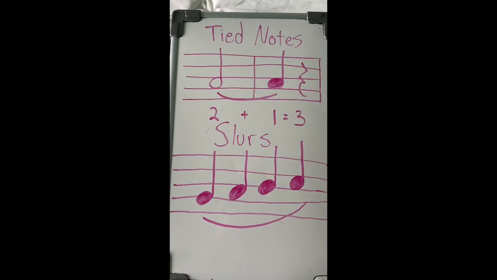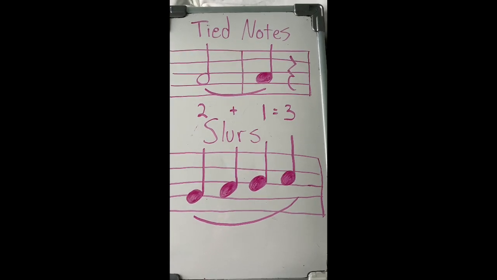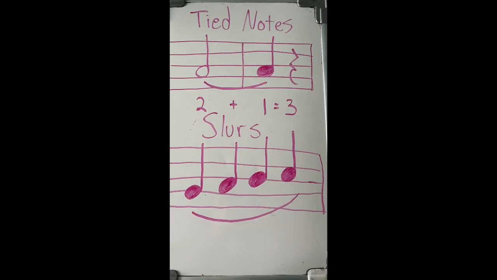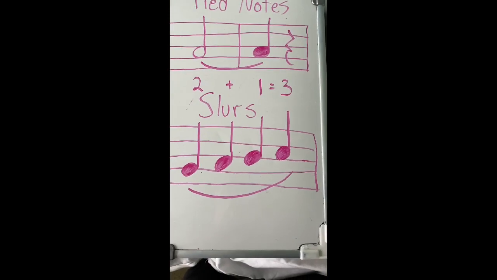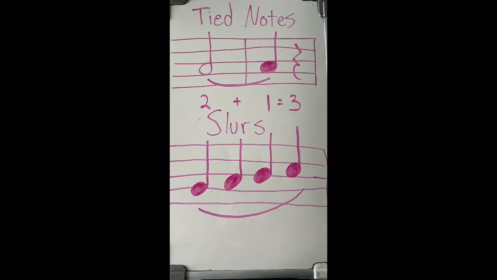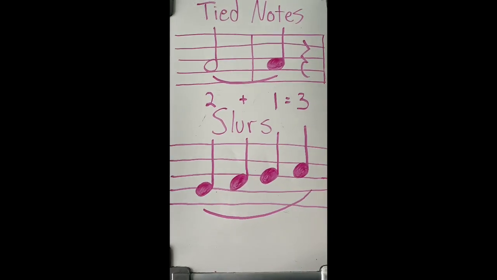On a recorder, the way that we play as smoothly as possible is we keep our air going and move our fingers only. That's right, no more tonguing. You're going to just move your fingers to create the new sounds.